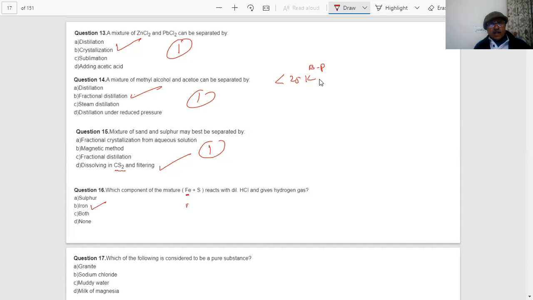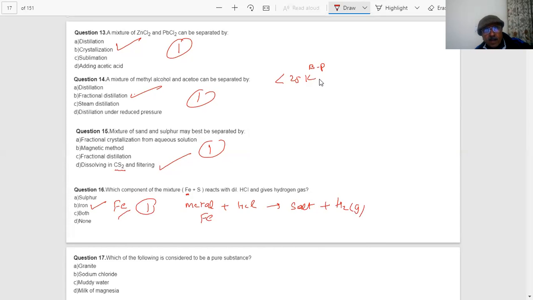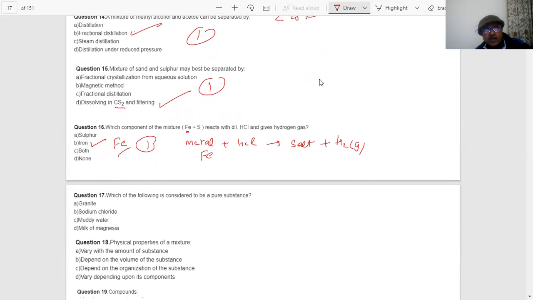You know that metals react with acids, and you know what happens. Metal will form metal salts plus hydrogen gas. So iron is the right answer. Fe will react with HCl and liberate hydrogen gas. This is the correct answer given by Vidhi and Anya.